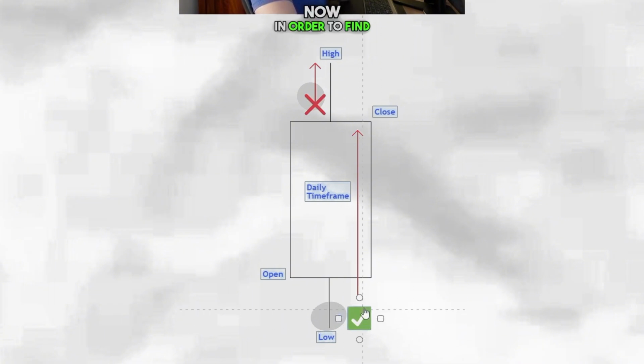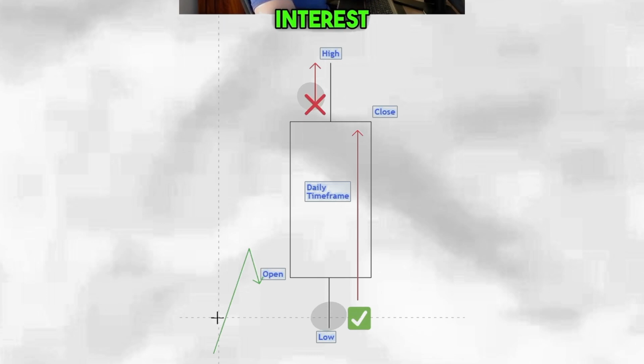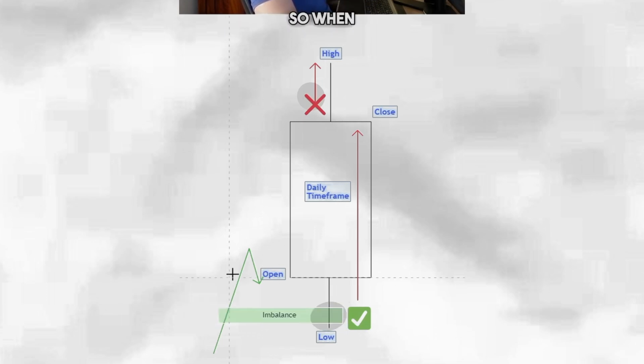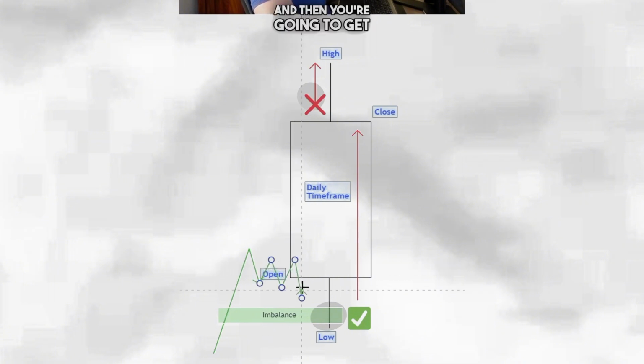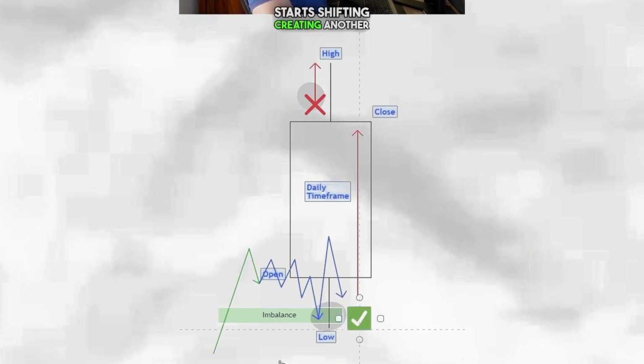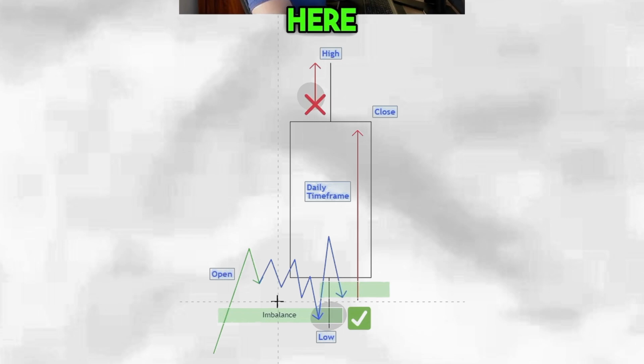Now, in order to find opportunities down here, you need a couple of things. You need some form of point of interest area on a higher time frame. So that could be some form of imbalance, for example. So when price begins to open on a new day, you're going to get some form of consolidation, and then you're going to get price dropping lower. Once price drops lower, pay attention on a smaller time frame to see if price starts to shift. And if price starts shifting, creating another form of entry below the opening price that you see here during the London session or the New York session, that's giving you an opportunity to get into the market and capitalize on this big move here.